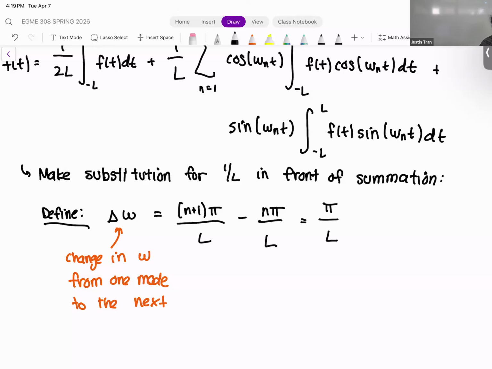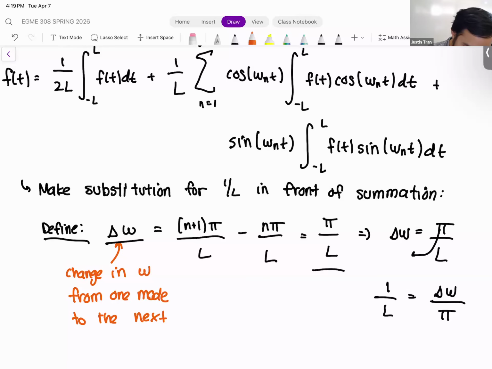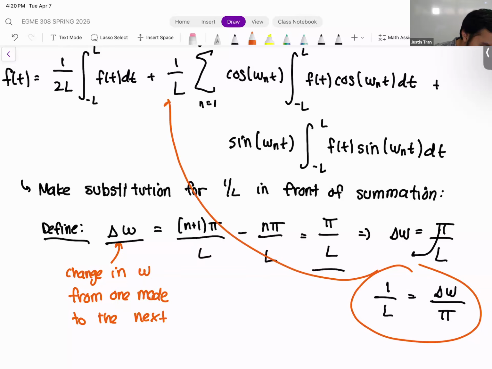And then we can use this to make a substitution for L, right? Because if we equate the beginning of this equal sign to the end, we have delta omega is equal to pi over L. We can then bring the pi to the bottom, and we can say that 1 over L is equal to delta omega divided by pi. So we've introduced this new variable, delta omega, and we're going to use it to make a substitution for 1 over L, because now we can take this and plug it in for this guy up here.